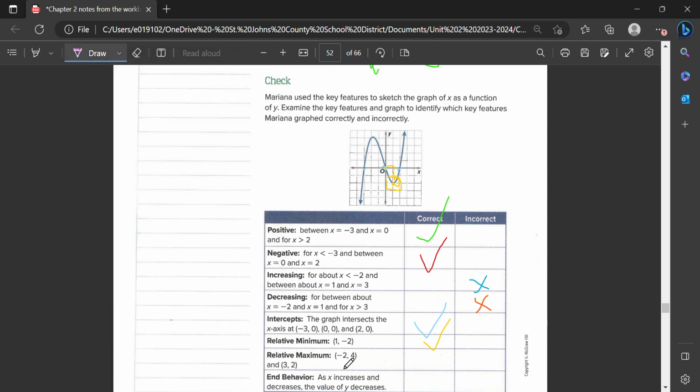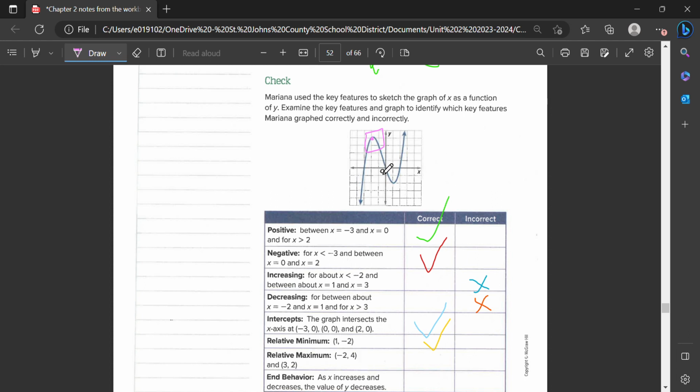Alright, relative maximum. They say there's 2 of them. Let's check it. Let's check that. So we get -2, 1, 2, up 1, 2, 3, 4. Okay, so it's right there. I would say that's a relative maximum in this little area right here. That's the highest possible point, so that one's good.